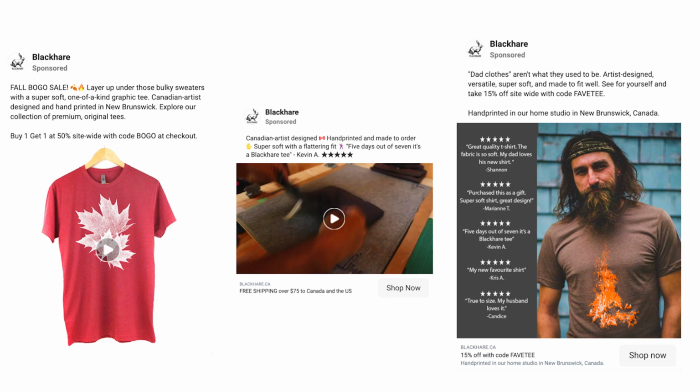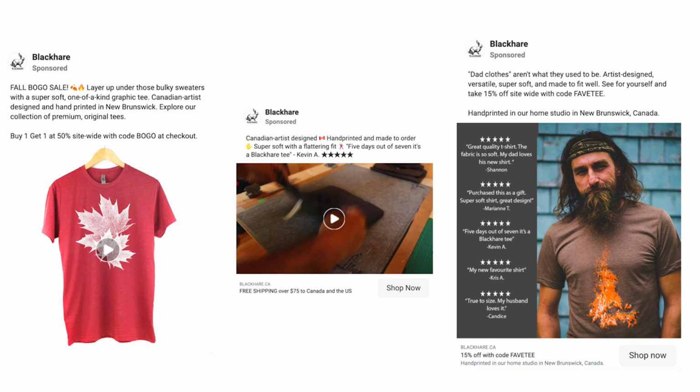But before we do, let's take a look at the last ad example. This is the one that was speaking about the dad clothes as the big idea. It says, "Dad clothes aren't what they used to be." That's a big idea, speaking of the aspirational state of a dad. Artist design, versatile, super soft, and made to fit well, functional attribute. "See for yourself and take 15% off site-wide with this code FAVET." That is a transactional attribute, and that is a call to action.